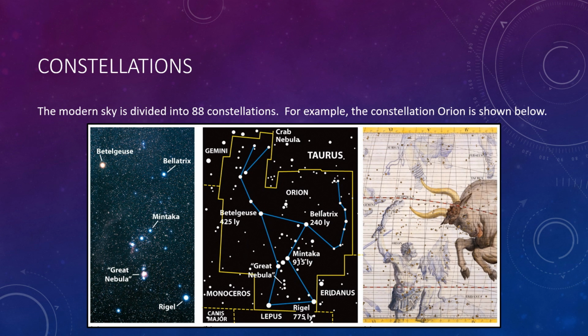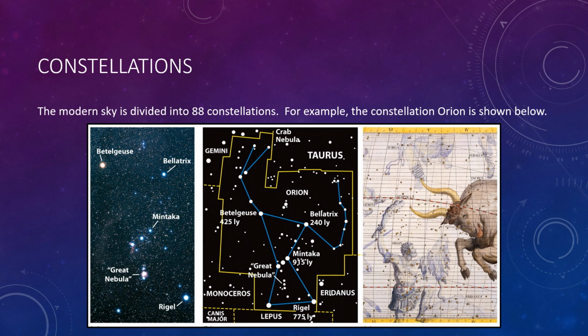So it turns out that on modern star charts, the entire sky is divided into 88 regions, or constellations. So every single point of space is contained within some constellation. Now again, these are not physical constructs, they're not physical regions in space. They're just imaginary boundaries we set to define a certain region. And this helps us with navigation.